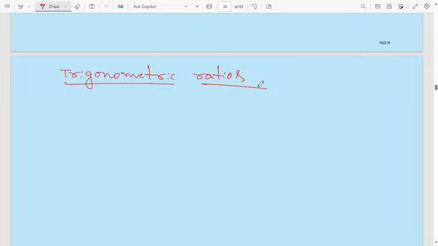I am trying to give even physics formulas also. I have to make a search properly, I will give. Then these are trigonometric ratios.